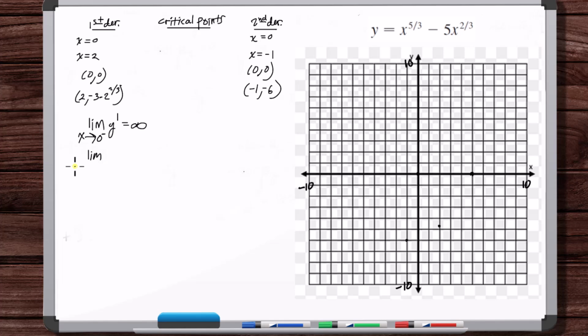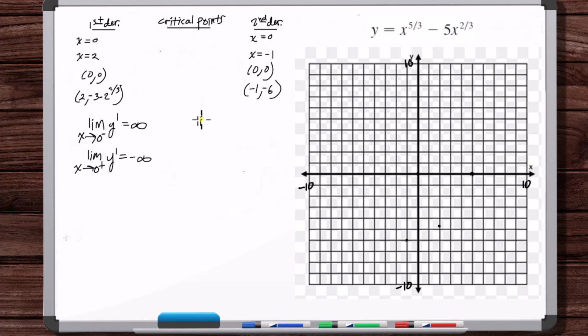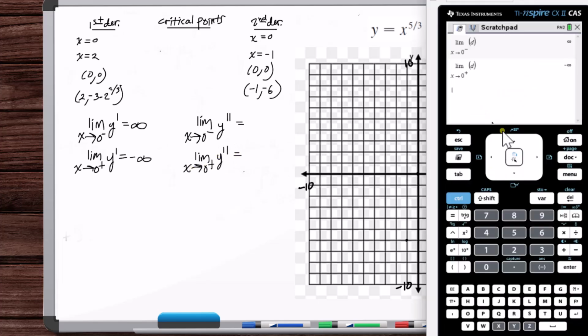Now what is the limit as x approaches 0 from the right of the first derivative? Negative infinity. What is the limit as x approaches 0 from the right of the second derivative? And what is the limit as x approaches 0 from the left of the second derivative? We take this, replace it with C, infinity. Infinity.